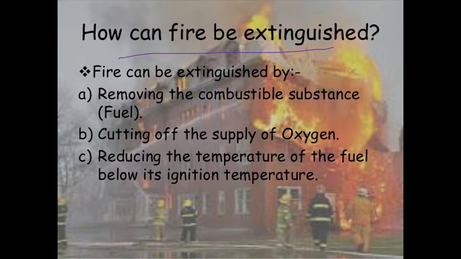We can remove the combustible substance, like fuel, when it is burning. We can cut off the supply of oxygen: the combustible substance reacts with oxygen and starts burning, so when we cut the oxygen supply, there will be no support for combustion and it will not take place. We can also reduce the temperature of the fuel below its ignition temperature. These are the three methods by which fire can be extinguished.